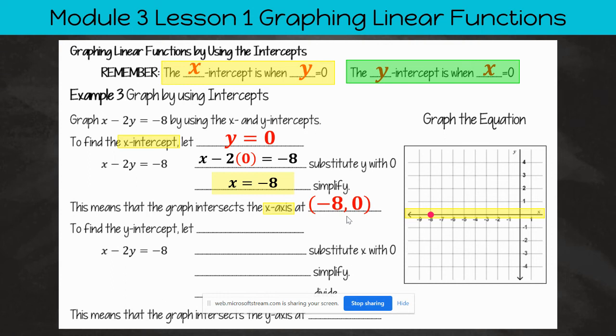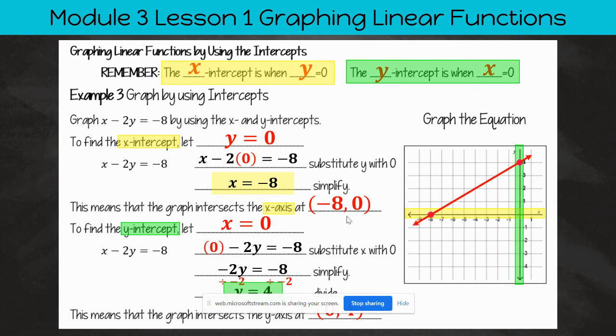To find my y-intercept, we're going to let x equal 0. So when I plug in 0 for x, I get -2y is equal to -8. Divide both sides by -2, and y is equal to 4. So that means that it intersects the y-axis at 0, 4. There's my y-axis. There is 4 on my y-axis. Now I can connect the points and graph my line.